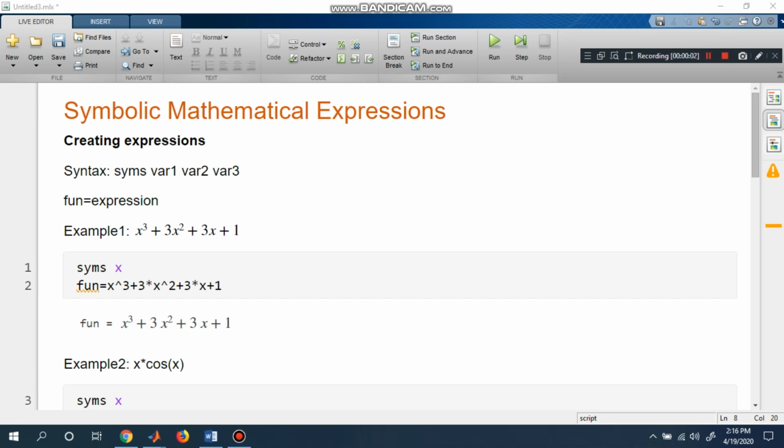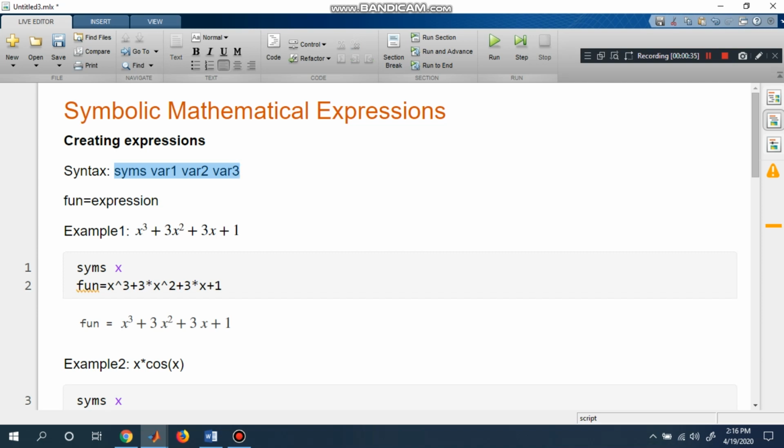Hi guys, now I would like to explain how do you create a mathematical expression symbolically. Let us see what is the syntax to create an expression. We know that the expression is in terms of variables, so first we define the variables as symbols. For that the syntax is syms. It depends on the number of variables, one variable, two variables, or more than two variables. So accordingly you define variables as symbols.